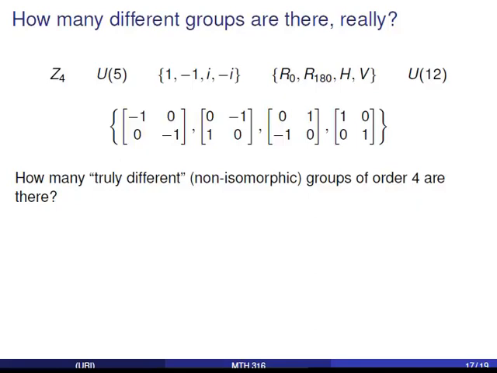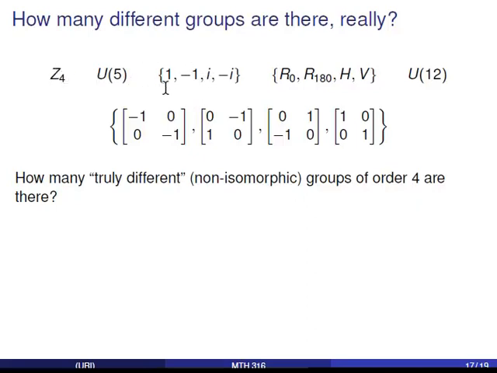Now, there's nothing to stop me from just changing the names of these elements, calling them something different, and then claiming that I've got a different group of order 4. But what I'm interested in particular is not whether the names are different, but whether the structure is different. How many different groups are there if I'm going to treat groups that are isomorphic as the same group?